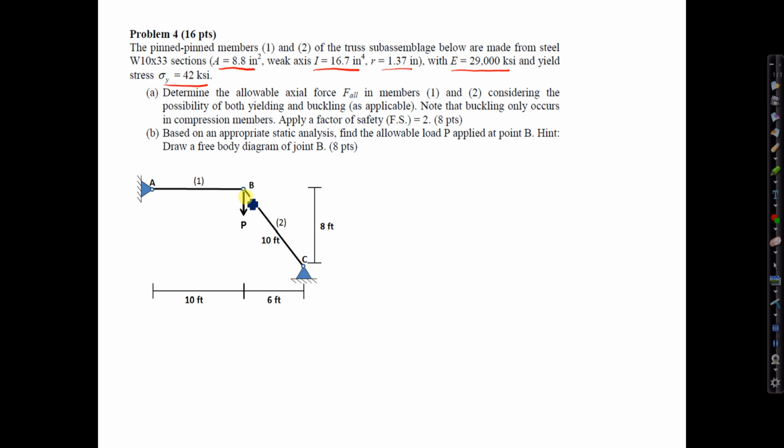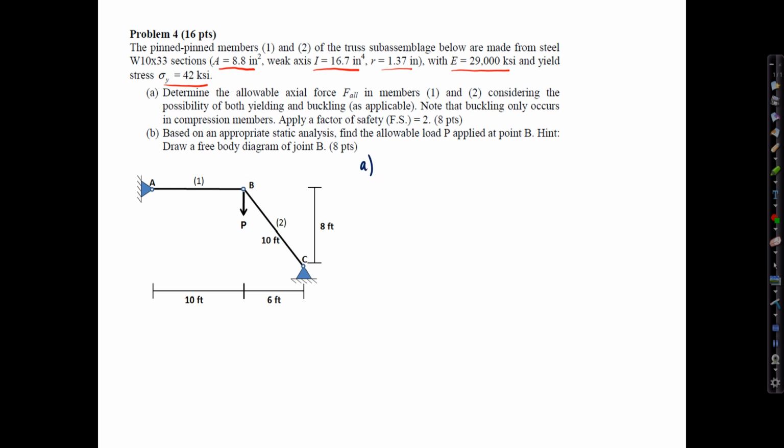We can observe actually that both members are going to be compression members. The force downward is going to cause compression in 1 and 2 in order to satisfy equilibrium. So both are going to be in compression. We need to consider buckling for both, and they're the same length. Basically, in terms of the allowable stress, allowable force, it will be the same in members 1 and 2.